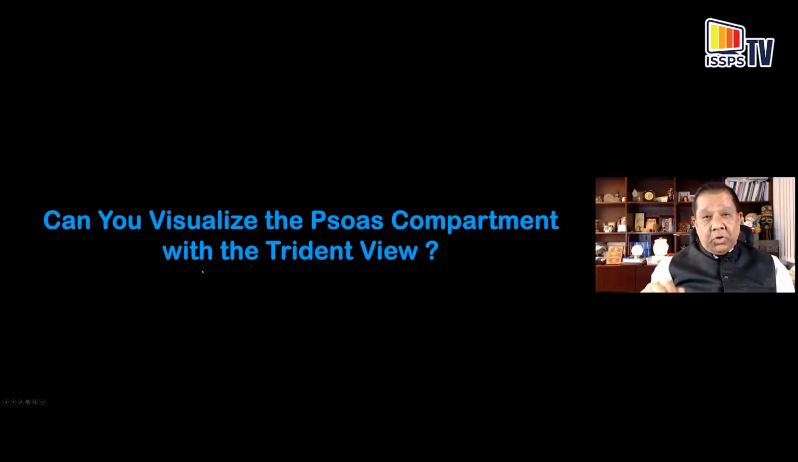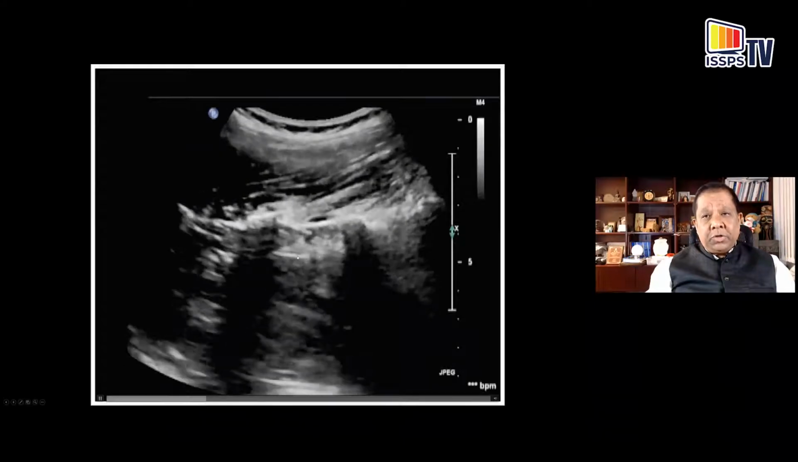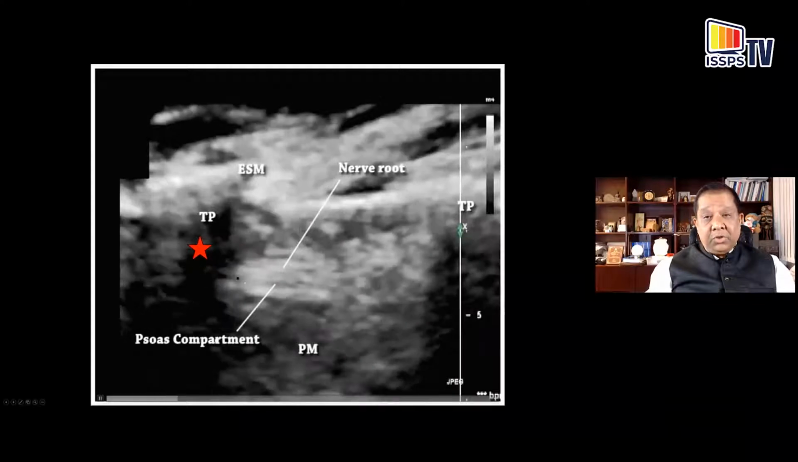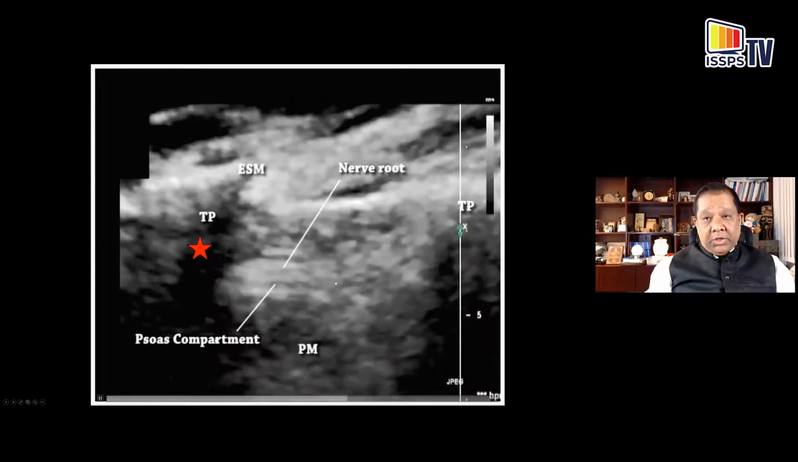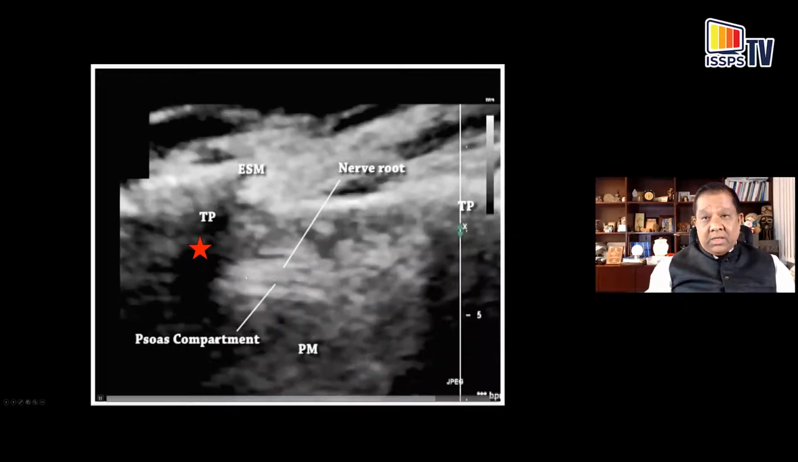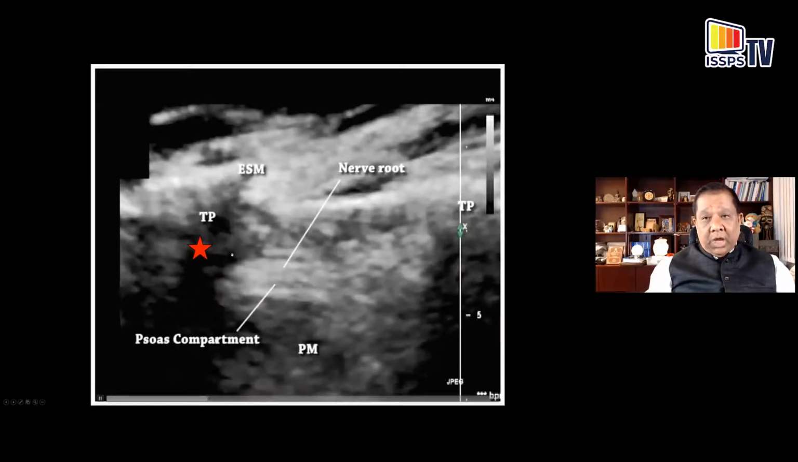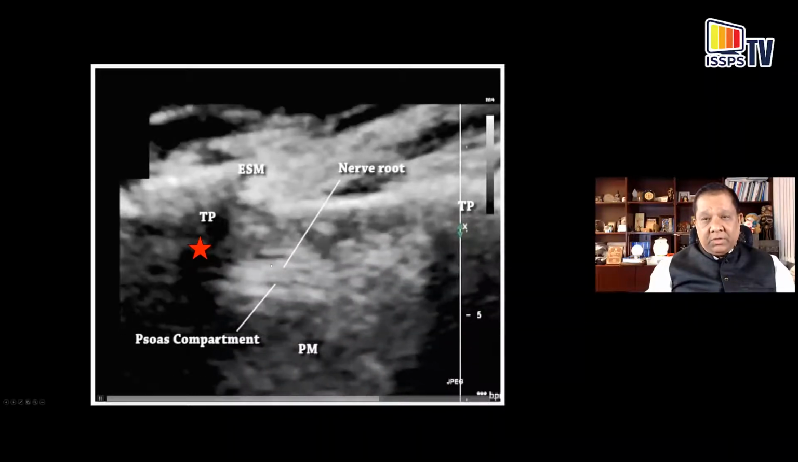Now, I showed you that you can see the psoas, the lumbar plexus nerve within the psoas muscle, but can you visualize the psoas compartment within the Trident? Occasionally, in some patients, you will see in the posterior part not only the nerves, but if you have a system that allows you optimizability, and if you can use some high quality zoom, then you can indeed see the lumbar plexus is located in a hypoechoic space between two hyperechogenic lines, which are indeed part of the epimysial layers of this muscle.